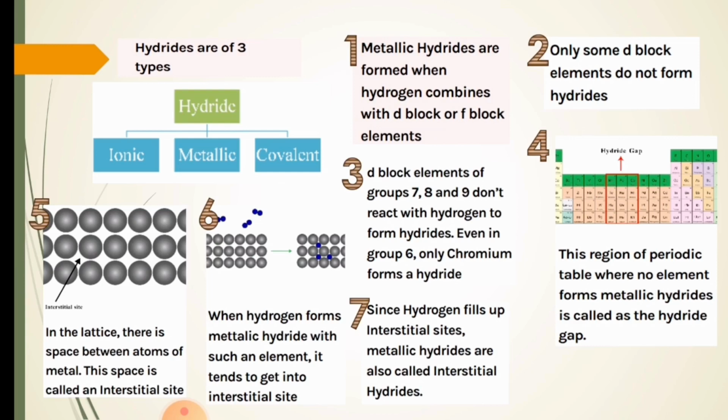Metallic hydrides are formed when hydrogen combines with d block or f block elements. Some d block elements do not form hydride, which are from group 7, 8, and 9, called the hydride gap. In the lattice, there is space between atoms of metal. This space is called an interstitial site. Since hydrogen fills up interstitial sites, metallic hydrides are also called interstitial hydrides.